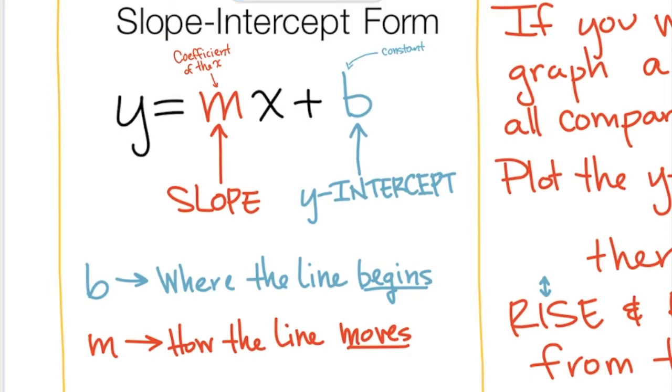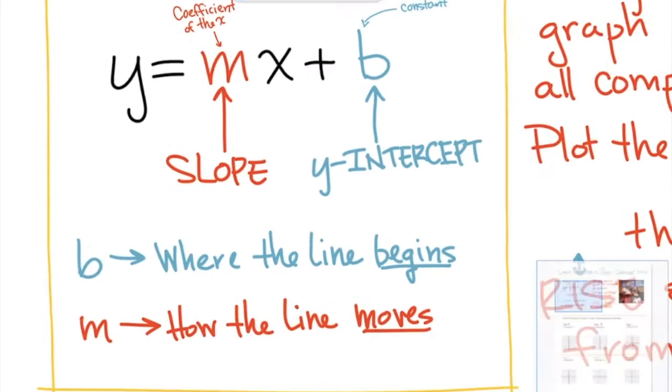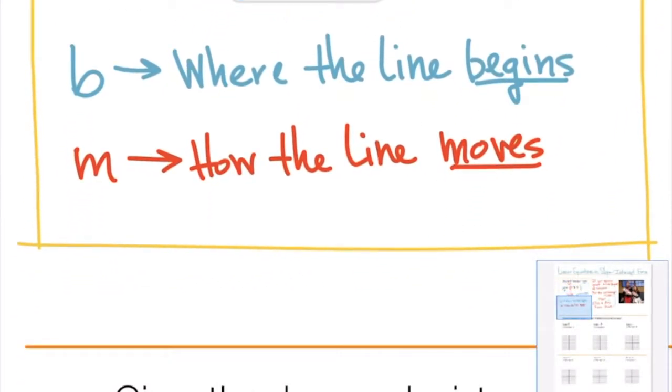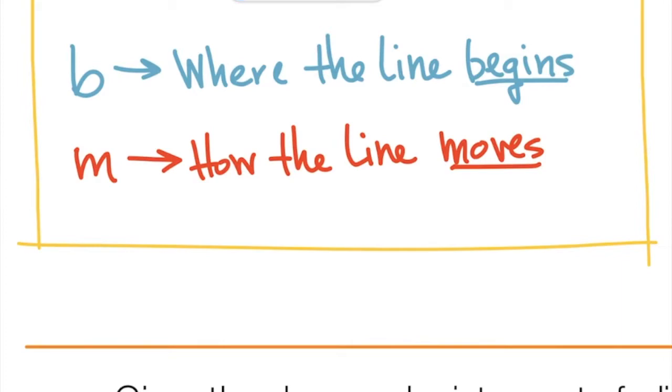Another trick that I saw, but I kind of like, because m and b, it seems awkward that those would not be named s and like y or something like that. But I kind of like this idea: if you think of the b telling you where the line begins and the m showing you how the line moves, that kind of helps you graph it.